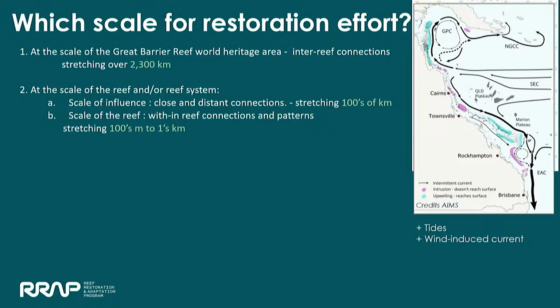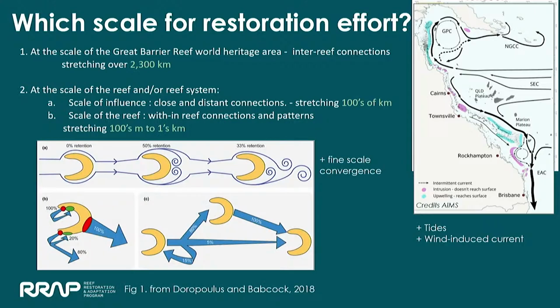But there's another scale that is very important for restoration, and that's the scale of the reef. In there, there are sort of 2 subscales. We want to understand the connection between reefs, and that's the bottom right schematic there. But we also want to understand what's happening within a reef, so the self-retention and the connection within a reef. Is there an area where there's a high supply of larvae and others where there's a low supply of larvae? Those are hundreds of meters to kilometers. So there's this big variety of scales that we want to resolve.